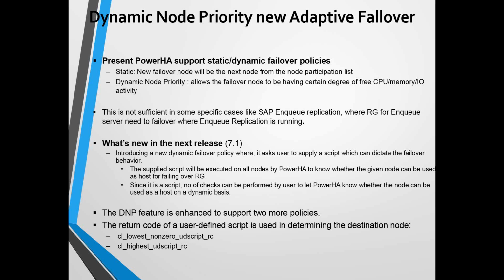Now, first of all, the most important thing to know is that dynamic node priority only applies in a 3 or more node cluster. So in 2 node clusters, you cannot use dynamic node priority, nor is there any benefit in trying to do so. So the two new options in version 7.1 are based off the return code of a user-provided script, and you can see at the bottom of this slide that the options are lowest and highest. Those should be pretty self-explanatory: based on the lowest return code or the highest return code of the script executed, who is the most appropriate candidate node to fail over to.